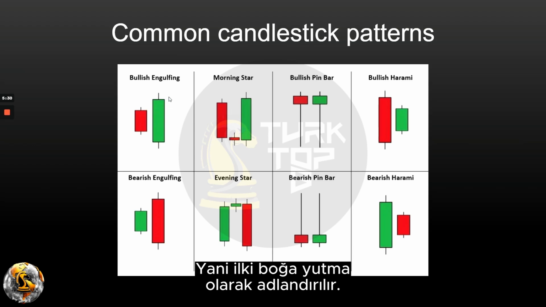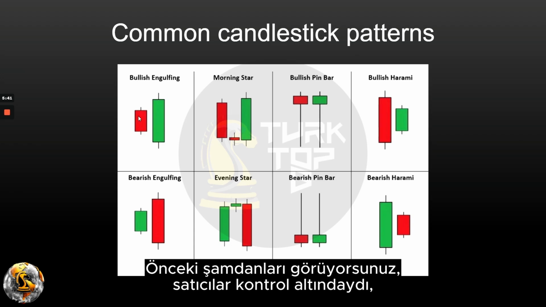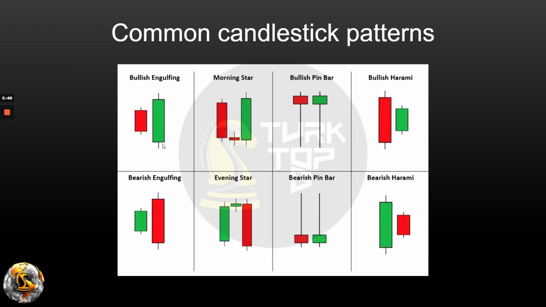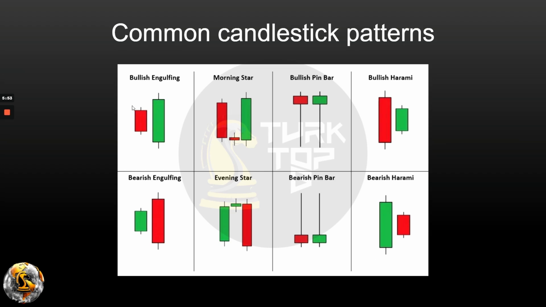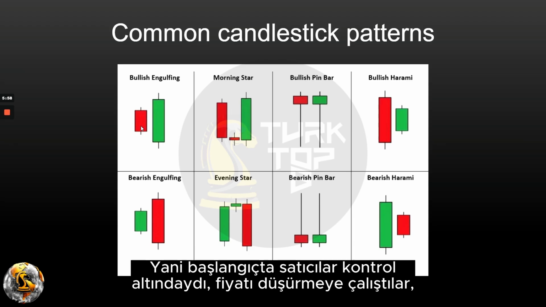So the first one is called bullish engulfing. The story this is telling me is that price was heading lower. You see the previous candlesticks, the sellers were in control. And then at this point, the next candle, the buyers came back into the picture and they were stronger than how strong the sellers were. So initially sellers were in control.